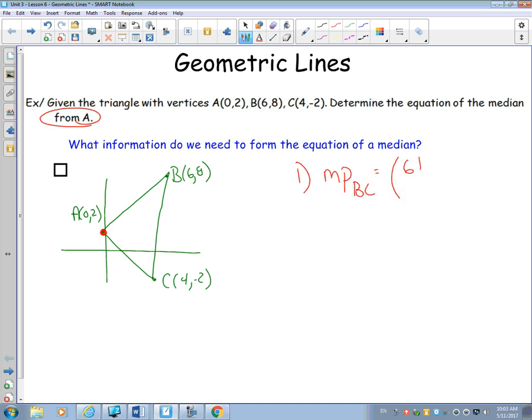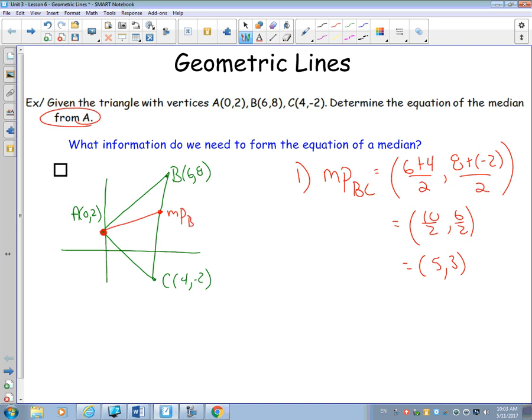So BC, midpoint. We'll add them together. We'll divide by 2. Which will give us 10 over 2 and 6 over 2. In other words, (5, 3). Okay, 5 and 3, right about there. There's my midpoint. There's my line. Okay, I'm ready to go.